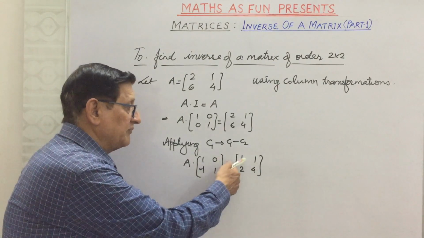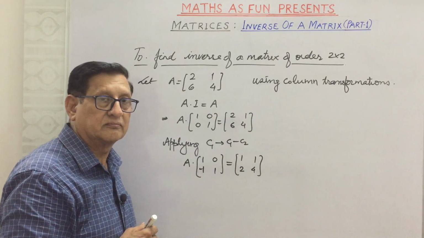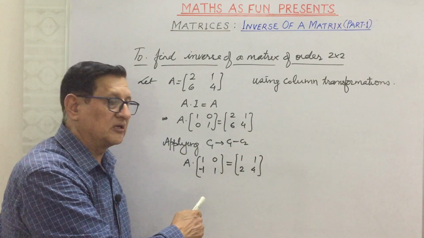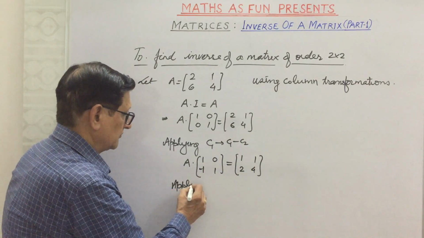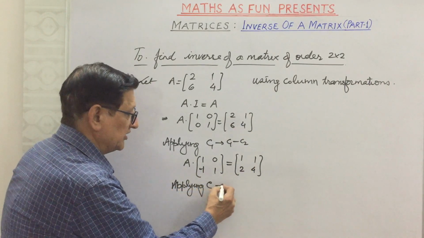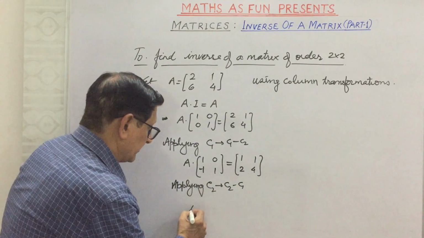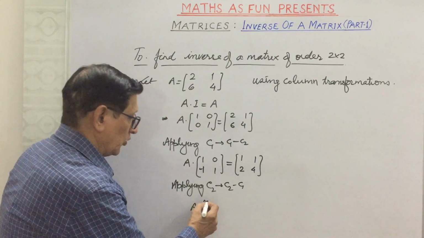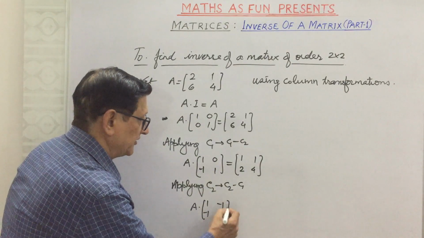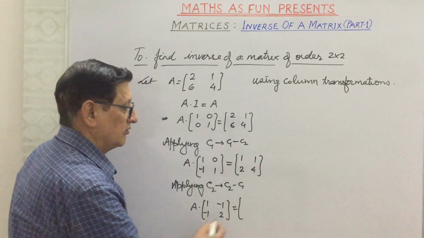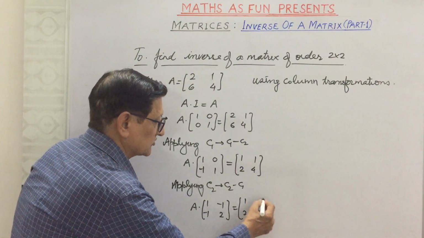Now with the help of this element, this time we will make this A12 as 0, because we are using the column transformations. So we subtract this here, that is applying in C2, C2 minus C1, and we get here A into 1 minus 1, this is minus 1, this is 1 plus 1 will be 2, equal to 1 2, 1 minus 1 is 0, 4 minus 2 is 2.